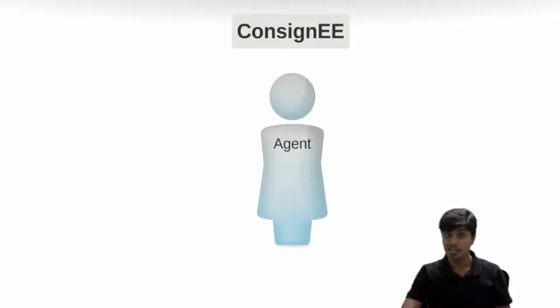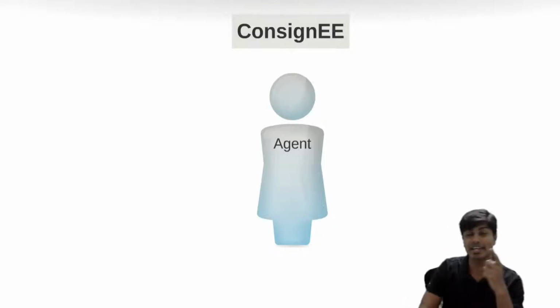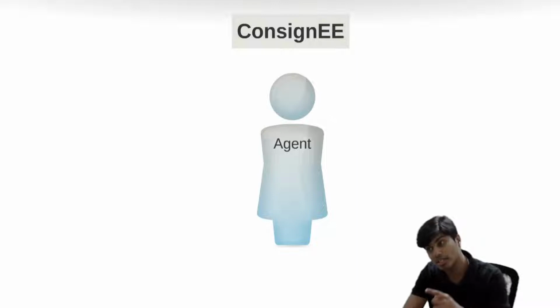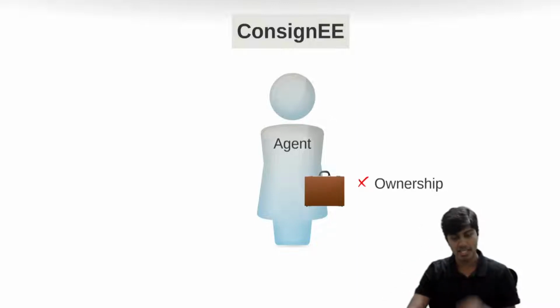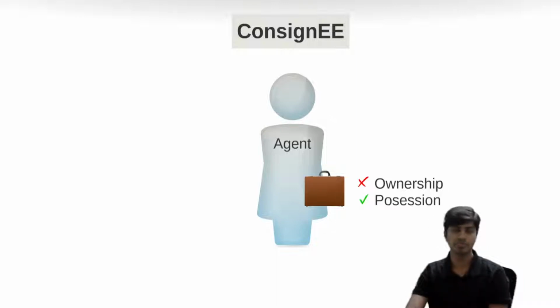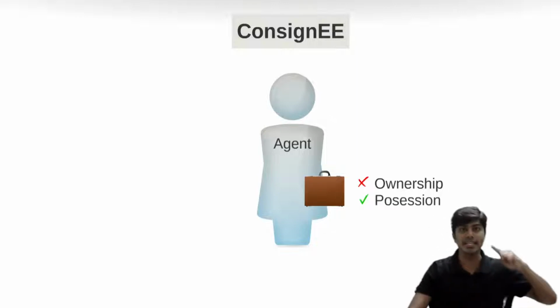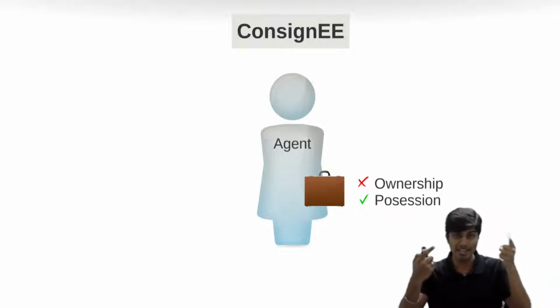Now the question is, is it sales to the consignee? The answer is no, it is not. Why? The consignee is not the owner of the goods. The consignee is a mere agent. The consignee cannot call it sales because to the consignee it is not his goods. He doesn't have ownership. What he has is only possession. This is actually a sale of the consignor, but the goods are sold by the consignee.